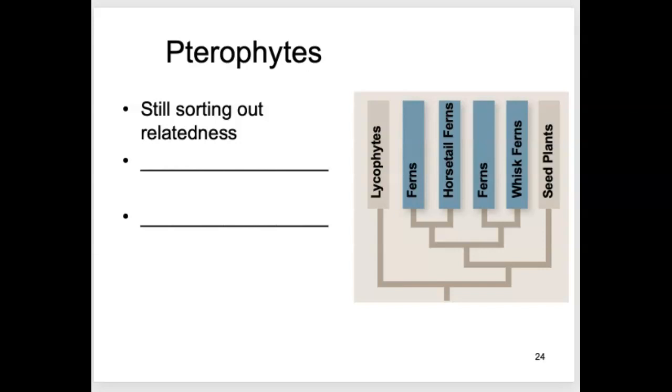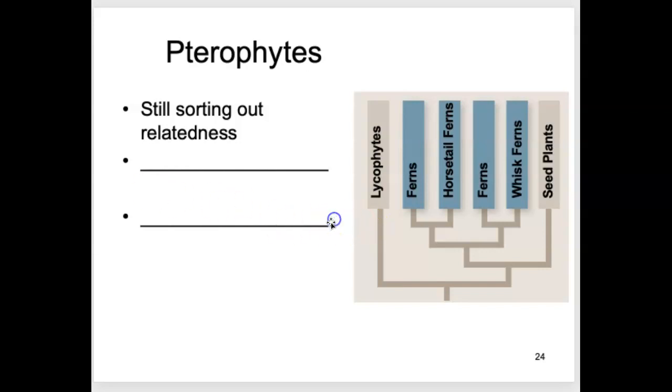This often includes the ferns, and they say ferns and their relatives or allies. Basically, ferns, horsetails, and then the whisk ferns, which are kind of a weird group. Not true ferns, but another category. So the relatedness is still in a state of flux. It's uncertain how all these groups are related.